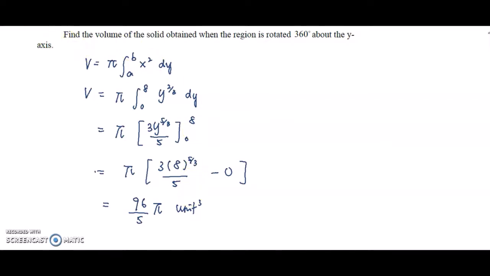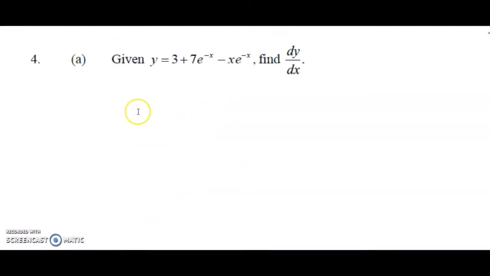Alright. Let's just move to question 4a. I need to differentiate this function. This is a simple question. We just differentiate it term by term. Differentiate the first term, you got 0. Alright, constant, differentiate, you got 0.